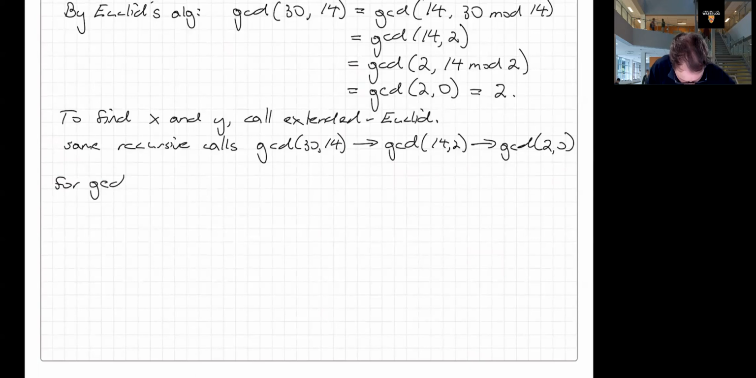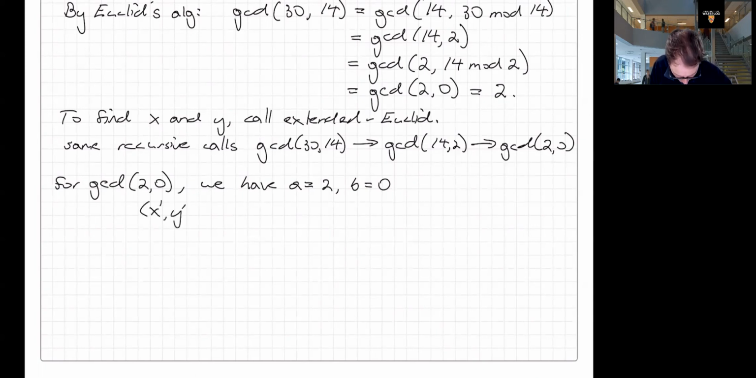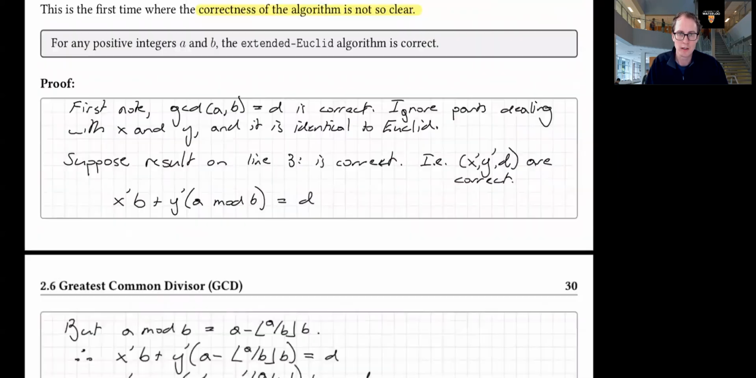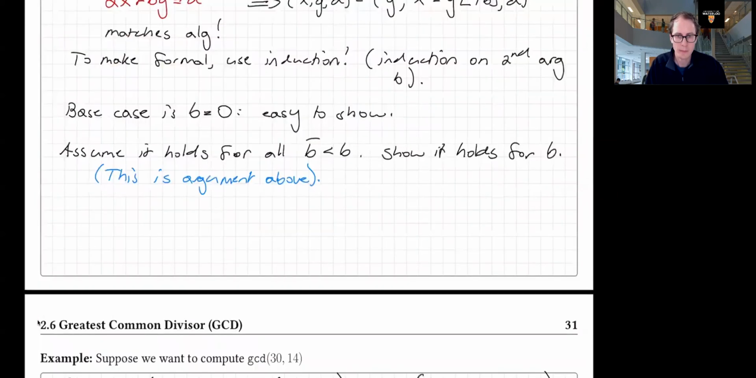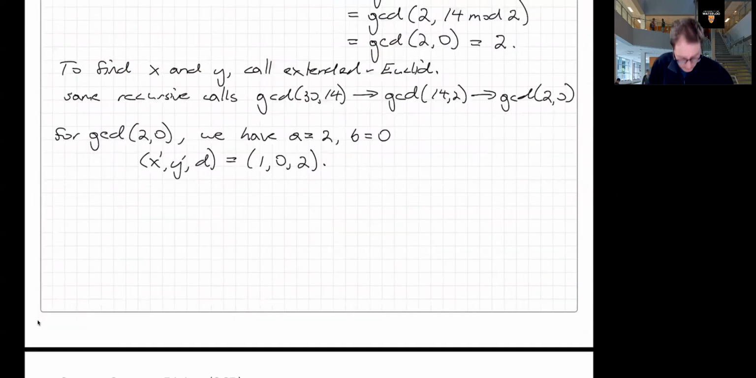So for the GCD of 2 and 0, we have the first argument. So A is equal to 2, B is equal to 0. And we return x prime, y prime, d is equal to 1, 0, and then A, 2. That follows from the base case here, right? 1, 0, A gets returned.